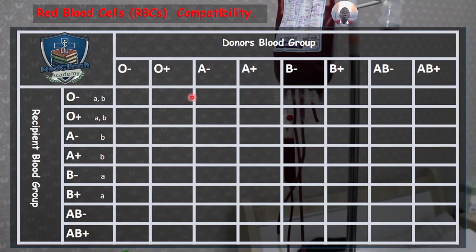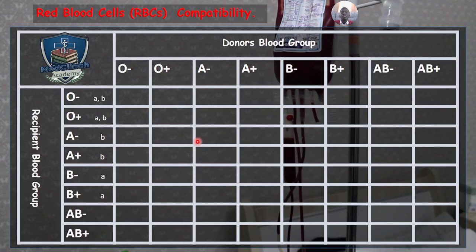Now, if you look also at the recipient blood group, the same applies. We've got O negative, O positive, A negative, A positive, B negative, B positive, AB negative, and AB positive. Now remember, we are going to fill this table using 4 rules. I'm going to create 4 rules, so we are going to use these 4 rules to fill this table together.